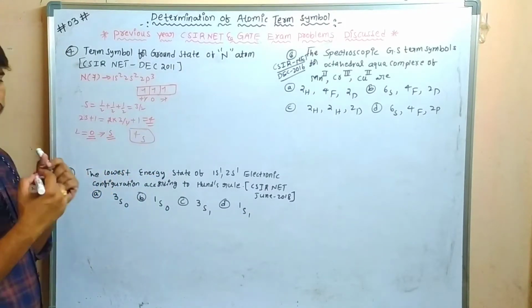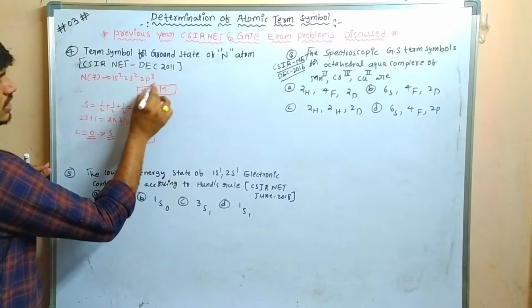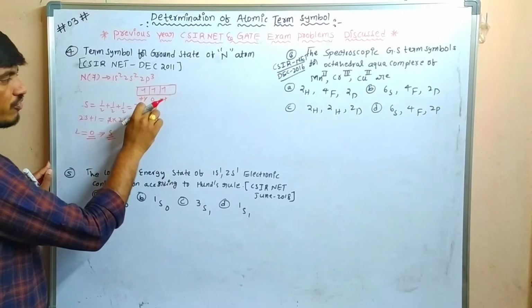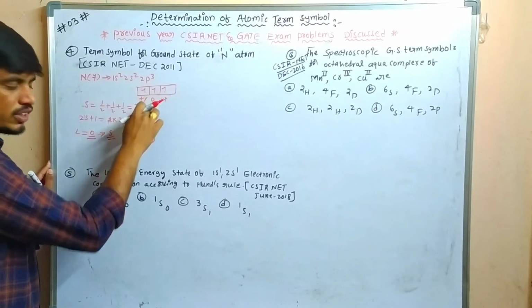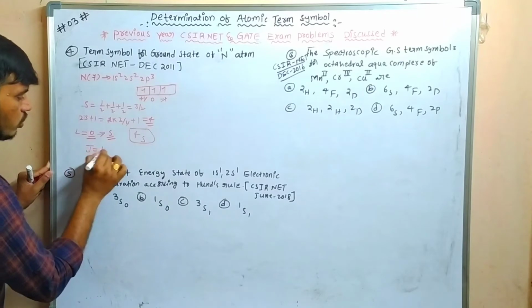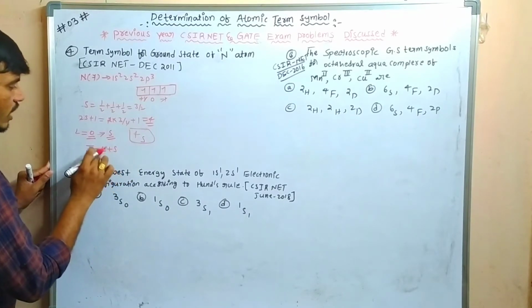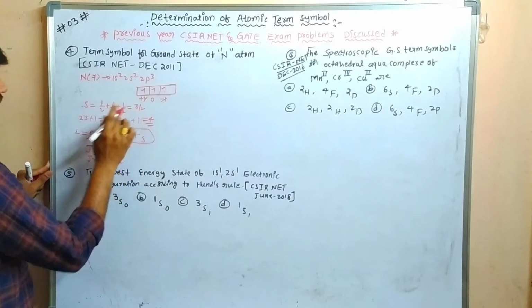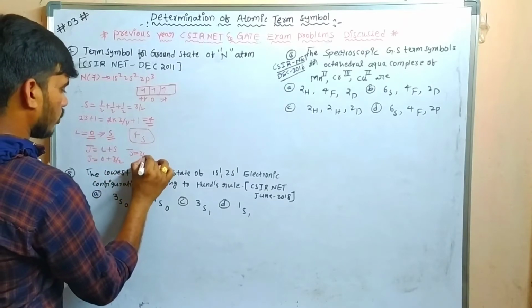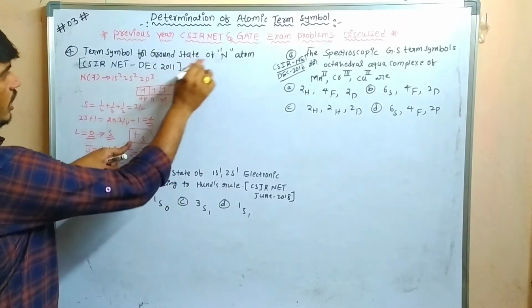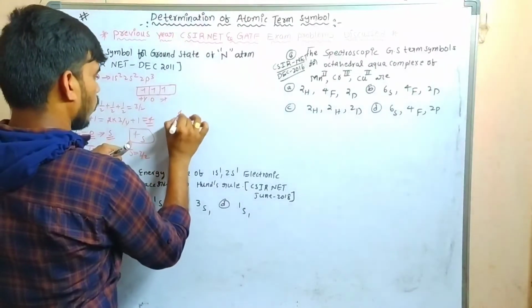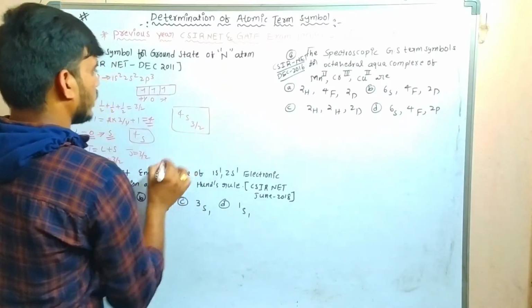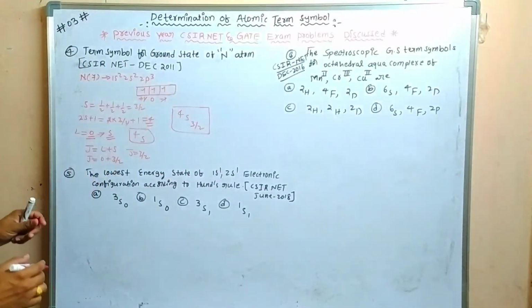Now we have to calculate the ground state term symbol. Here the electronic configuration is half filled. Now we have to calculate J is equal to L plus S. So J is equal to L value 0 plus S value 3/2, so J is equal to 3/2. So the ground state term symbol for this nitrogen atom is 4S 3/2. Okay, so this is clear.